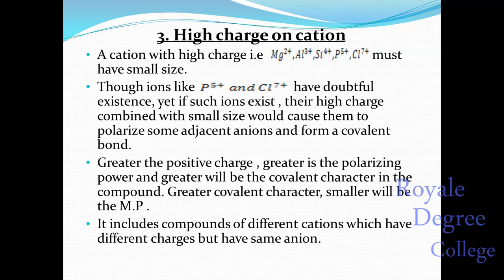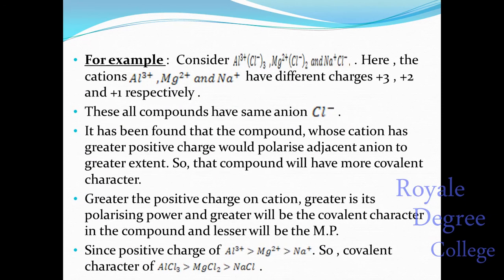The greater the positive charge, the greater is the polarizing power and the greater will be the covalent character in the compound. Greater covalent character means smaller melting point. It includes compounds of different cations which have different charges but have the same anions. For example, consider AlCl3, MgCl2, and NaCl.